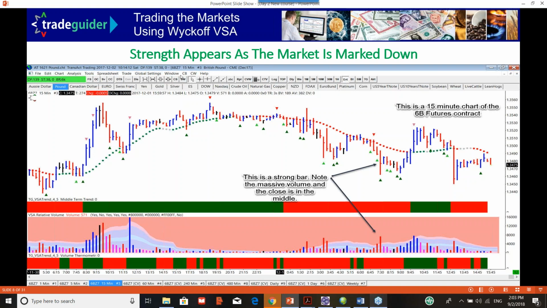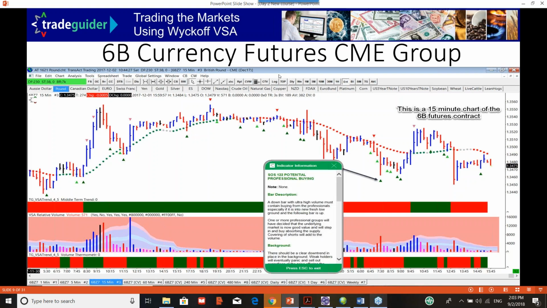Always remember, with a bag holding signal, the next bar should close higher than the close of the bag holding signal. I'll repeat, very important: when you see bag holding on any time frame, you want the next bar to close up higher than the close of the bag holding bar, because that's confirming the buying's there.